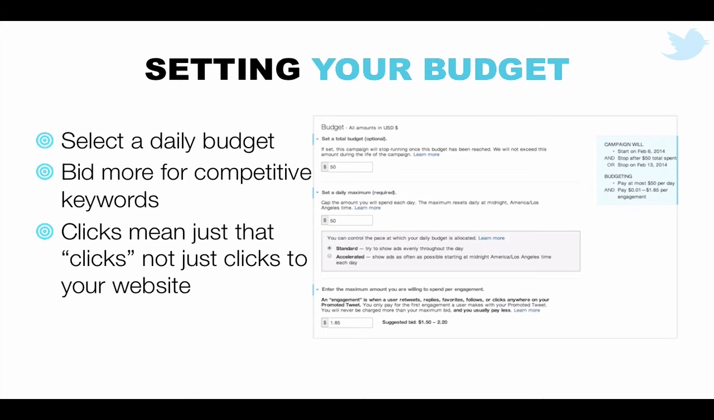So start with the selected bid, or suggested bid rather, and monitor the performance for a day or two, and then try and increase the bid amount or decrease the bid amount to see if it changes and impacts on the performance of your ads.